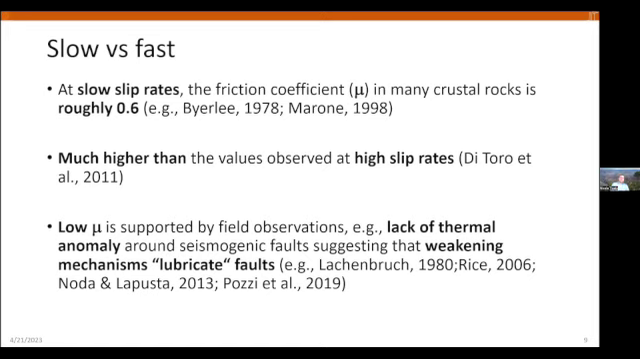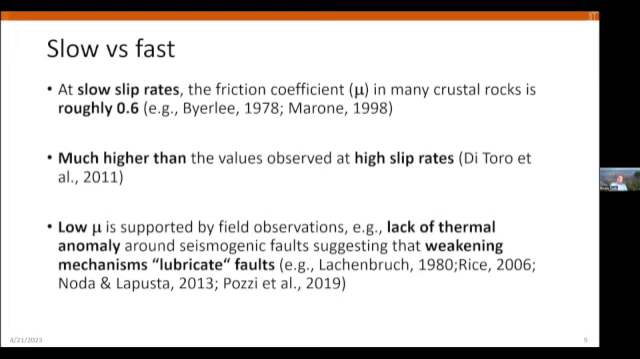So at slow slip rate, you know, the friction of crustal rocks is typically 0.6, as seen, for example, in the experiment in the previous slide, right? And such friction coefficients are much higher than the friction that is observed at high slip rate. And this low friction kind of supports the idea that there are these weakening mechanisms that occur when the velocity overcomes certain values.